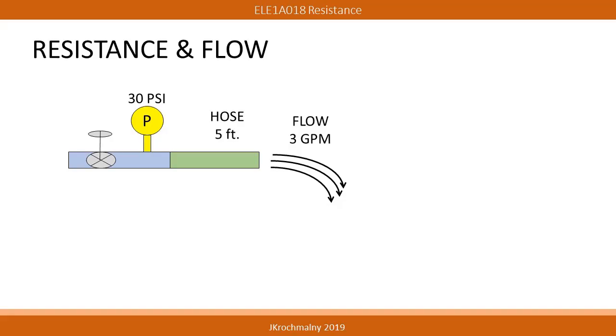To illustrate this principle, this graphic features a 5-foot pipe having a water pressure of 30 psi. The way this water circuit is configured, we may see a flow rate of 3 GPM, or gallons per minute.